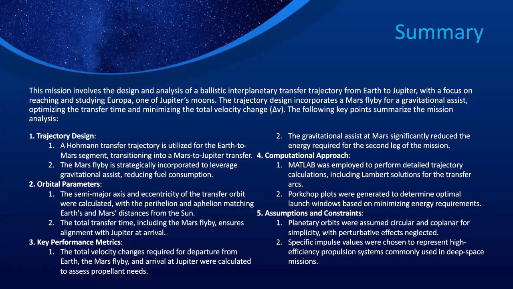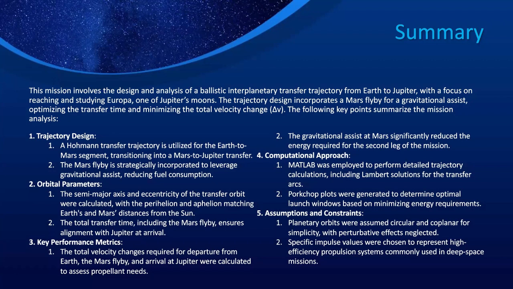So, in summary, the mission involves the design and analysis of a ballistic interplanetary transfer trajectory from Earth to Jupiter, with a focus on reaching and studying Europa, one of Jupiter's moons. The trajectory design incorporates a Mars flyby, as mentioned before, for gravitational assist, and optimizing the transfer time and minimizing the total velocity change that we have. The following key points summarize the mission analysis.